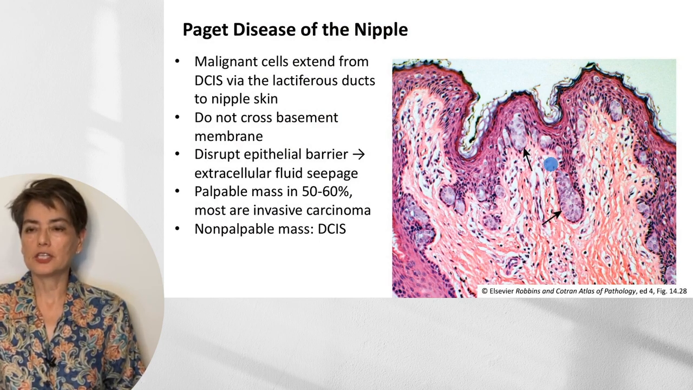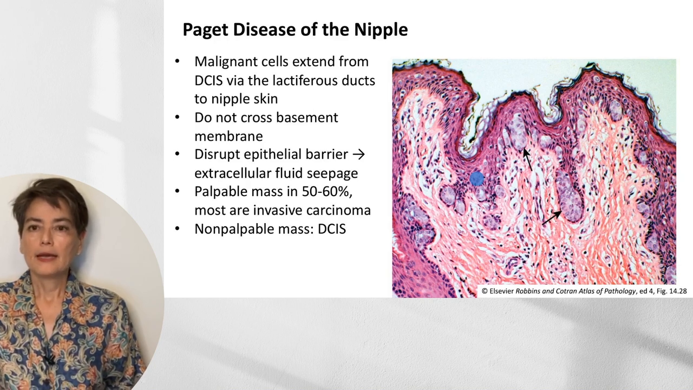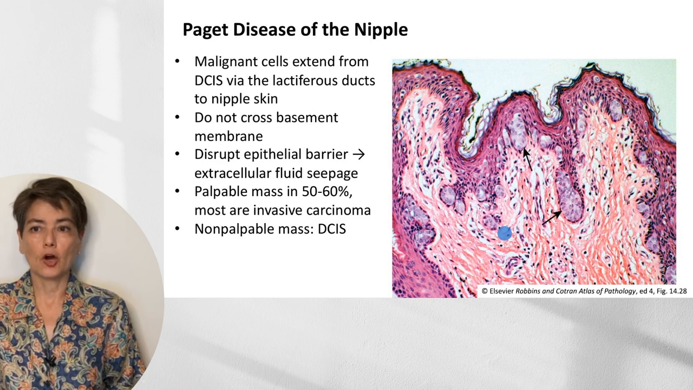And what we can see here is that this is due to ductal carcinoma in situ extending up from the breast via the lactiferous ducts to the nipple skin. So here we have a section of skin from the nipple, and you can see these nests of ductal carcinoma in situ here at the dermal epidermal junction. Now again, this is ductal carcinoma in situ. This is not invasive carcinoma here, so it does not cross the basement membrane. However, it does disrupt the epithelial barrier, which can lead to fluid seepage and that scaly appearance of the skin. Now, about 50 to 60% of individuals who have Paget disease of the nipple do have a palpable mass, and most of those will be an invasive carcinoma.